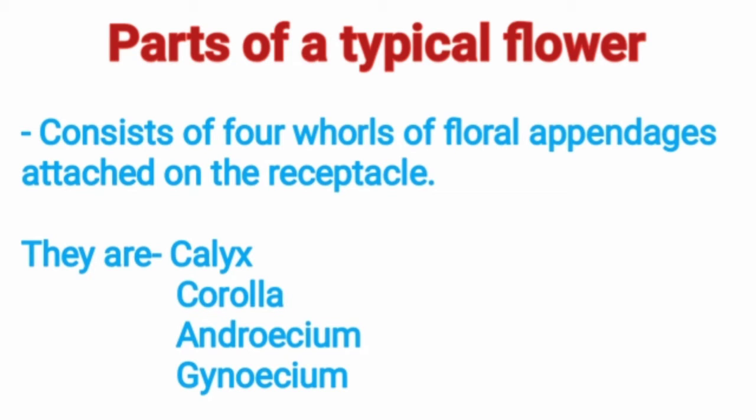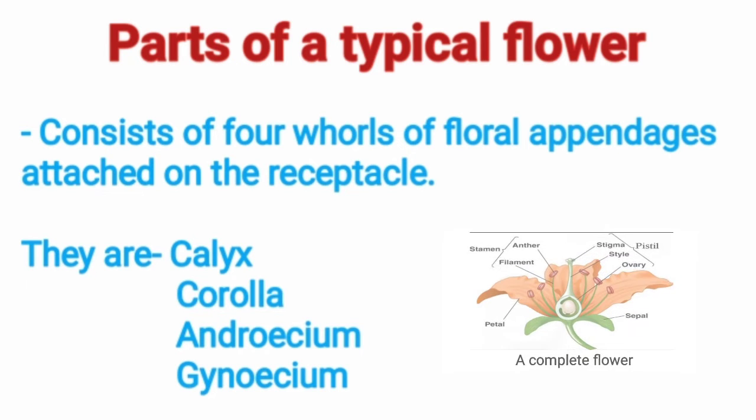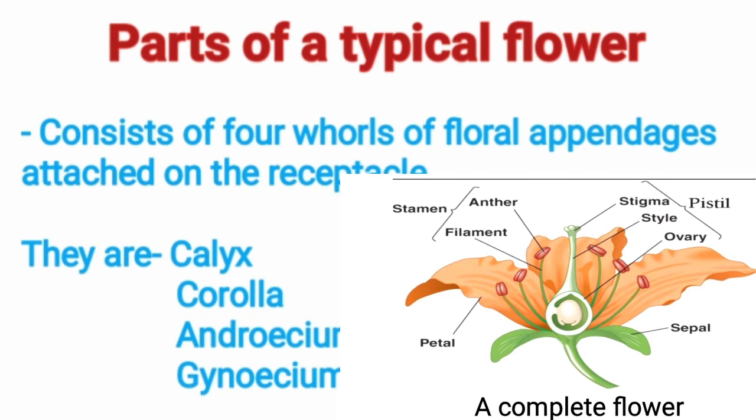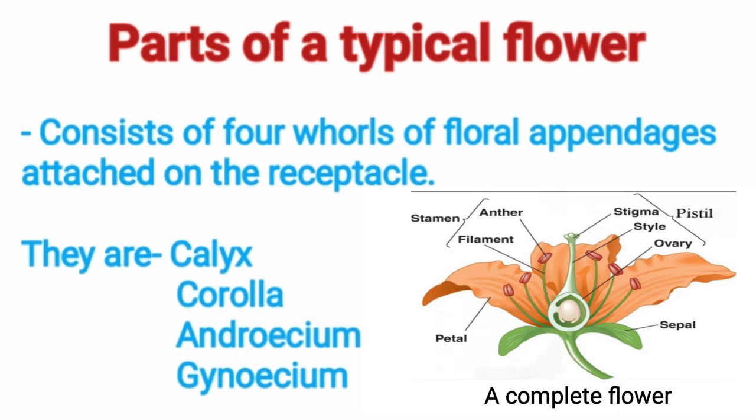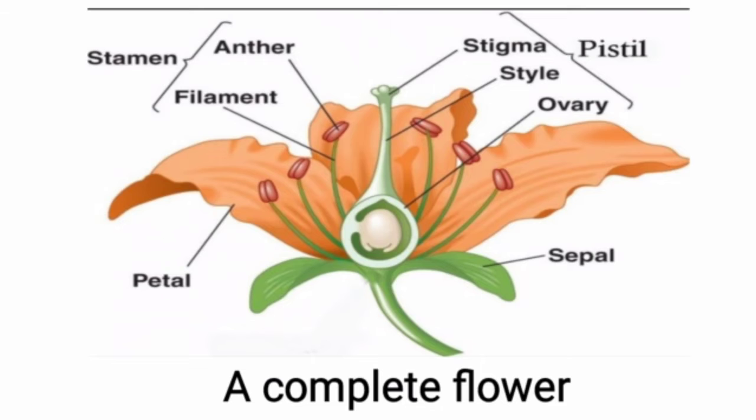Parts of a typical flower. A typical flower consists of 4 whorls of floral appendages which are attached on the receptacle. So they are calyx, corolla, androecium and gynoecium. These are the 4 whorls of a typical flower. This is a diagram of a complete flower showing all the 4 different whorls of floral appendages. Now let's see each of them one by one.